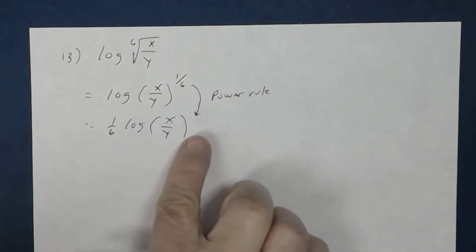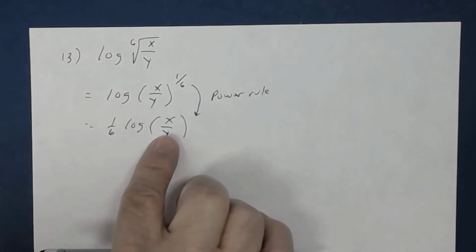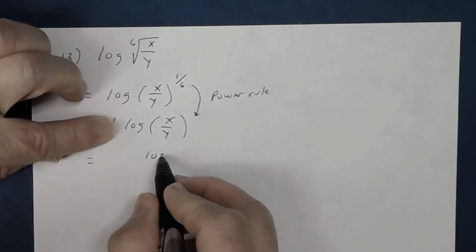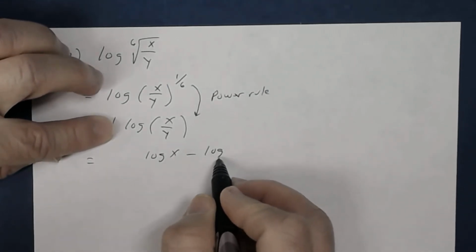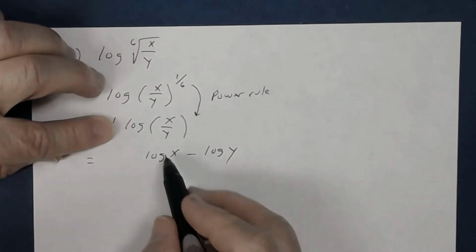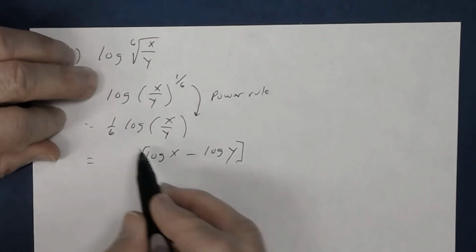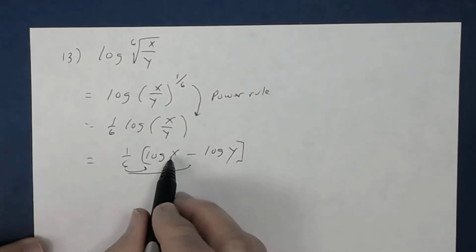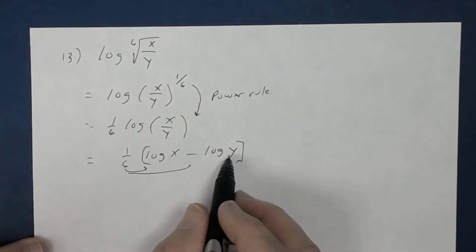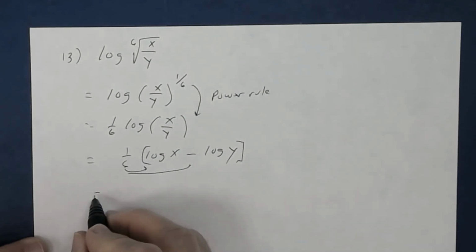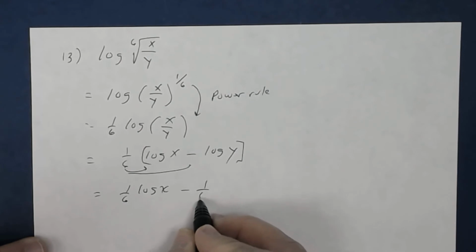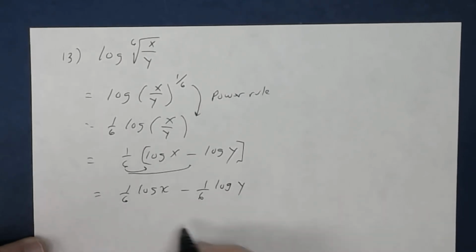All right, now notice this is a quotient, so I'm going to use the quotient rule. So I'm going to cover up the 1/6. That will be the log of x minus the log of y. And all that has to be multiplied by 1/6. So now I'm going to distribute, and I can't evaluate anything since my arguments are variable expressions. So I'm going to get 1/6 log of x minus 1/6 log of y.